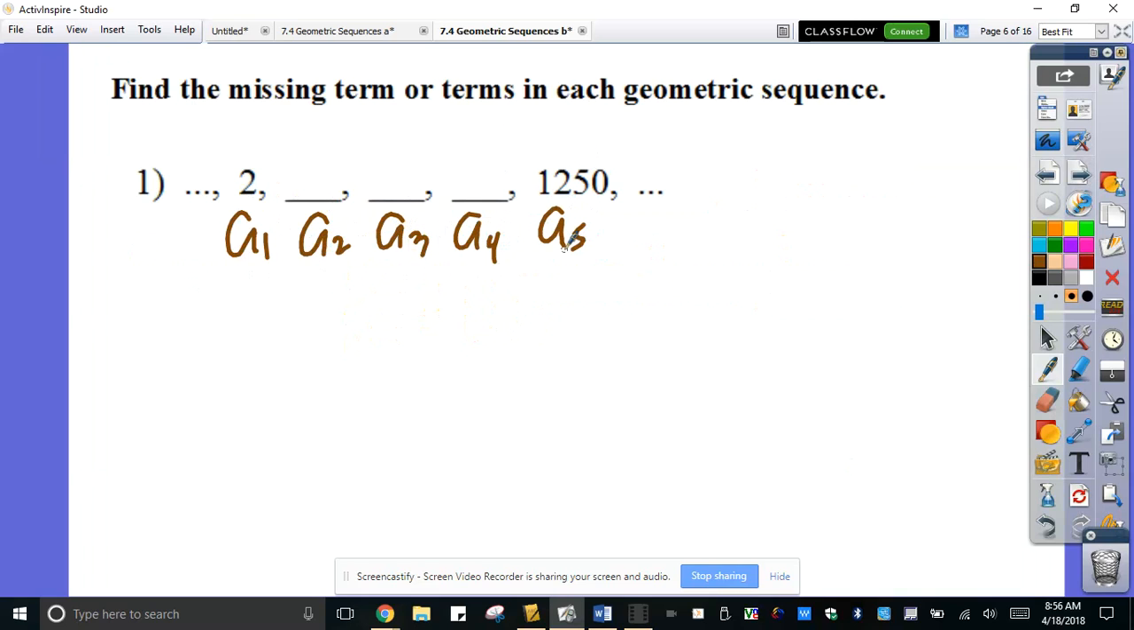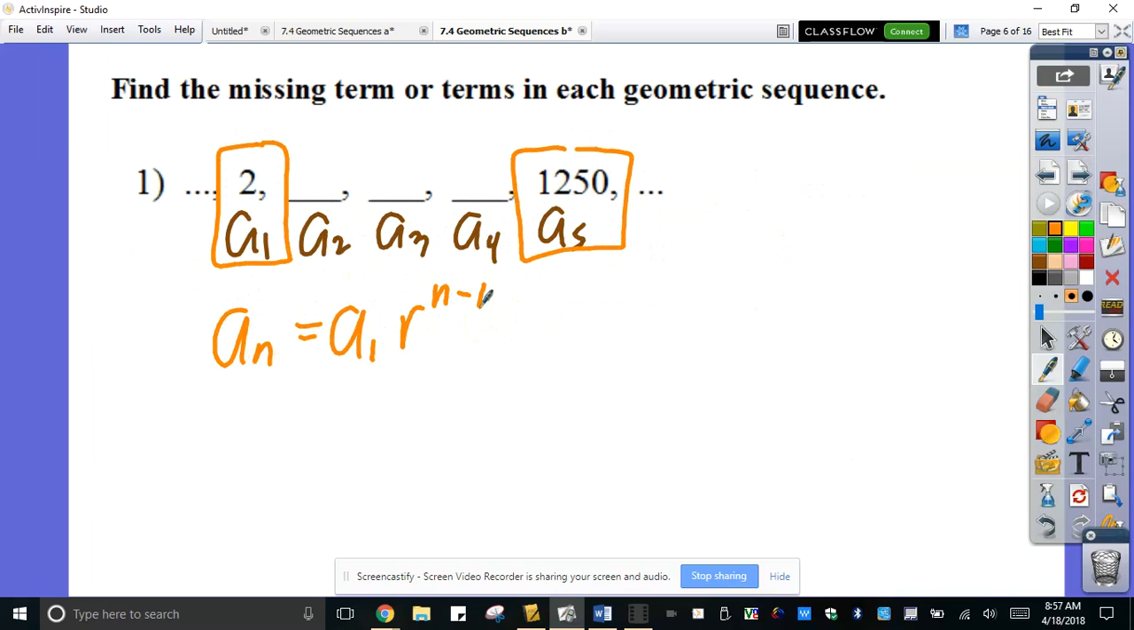and fifth term. With that being said, we know that the first term is 2 and the fifth term is 1250. So we do not know the common ratio, and we do not know the missing terms, obviously. But what we know is the formula: a sub n is equal to a sub 1 r to the n minus 1, because we know it's a geometric sequence. Our n here will be 5. Do you agree that n here will be equal to 5? Because the fifth term here is 1250.